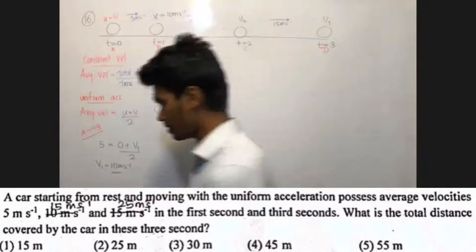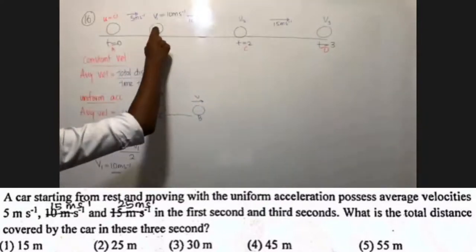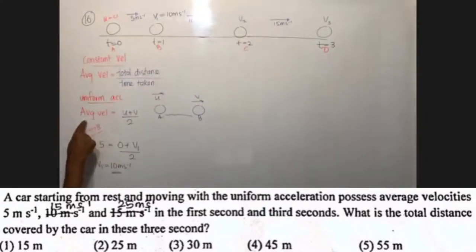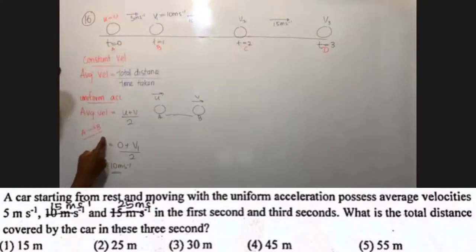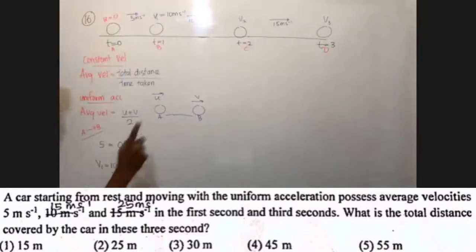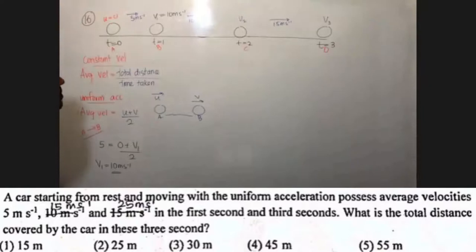Alright. How did we find that? We know that for uniform accelerations, average velocity can be written as U plus V over 2. Average velocity they have given to be 5. So 5 equals U plus V over 2, where U is 0. So V is 10. Nice, that's done.